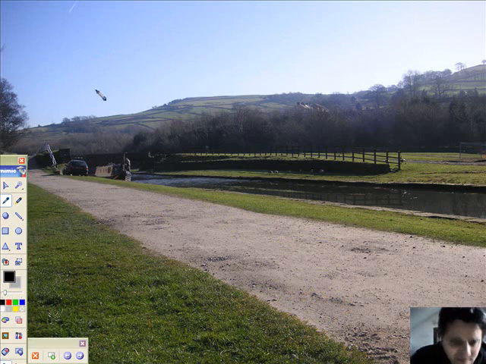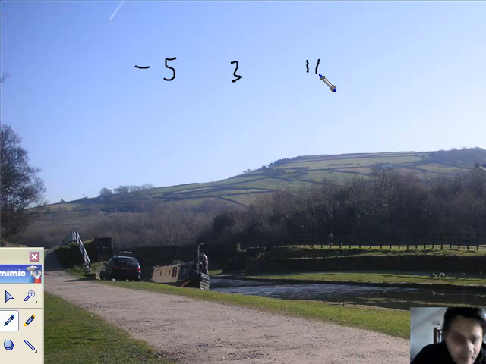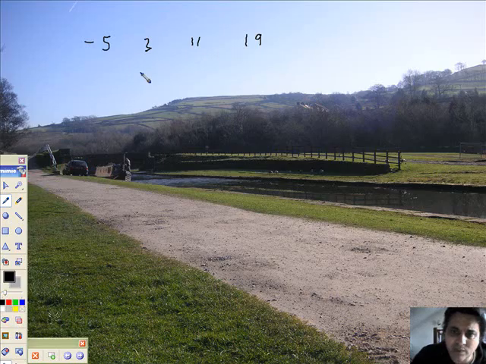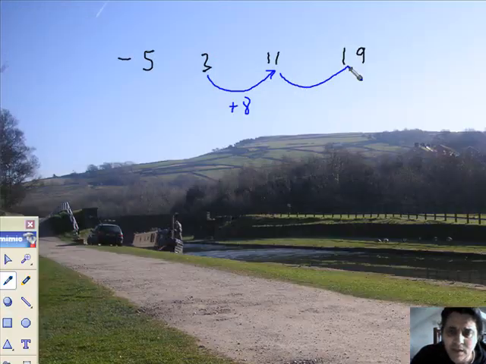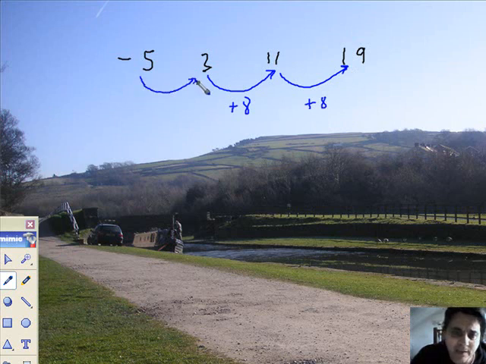Let's try one of these little negative-y ones. Right, minus 5, don't be scared. Minus 5, 3, 11, 19. Well, let's not get too scared about this. 3 to 11, that's a jump of 8. 11 to 19, that's also a jump of 8. And minus 5, add on 8, does take you to 3 above 0. So straight away, no problems, it's an 8n rule.